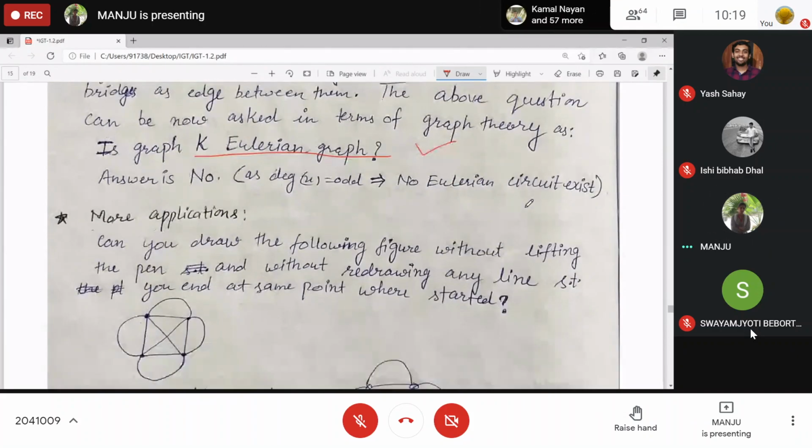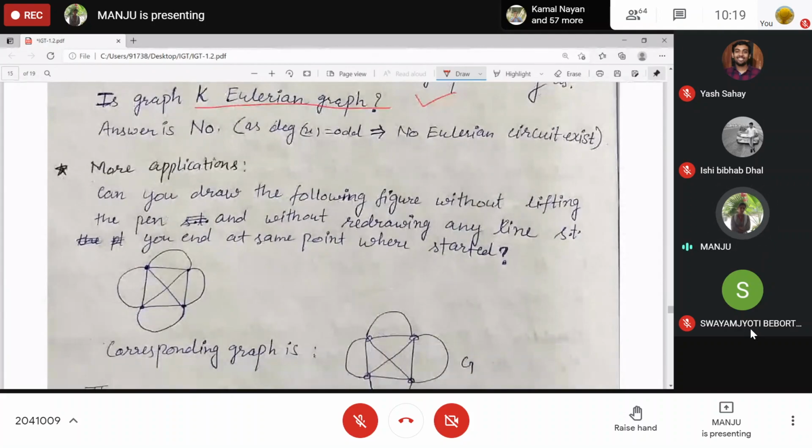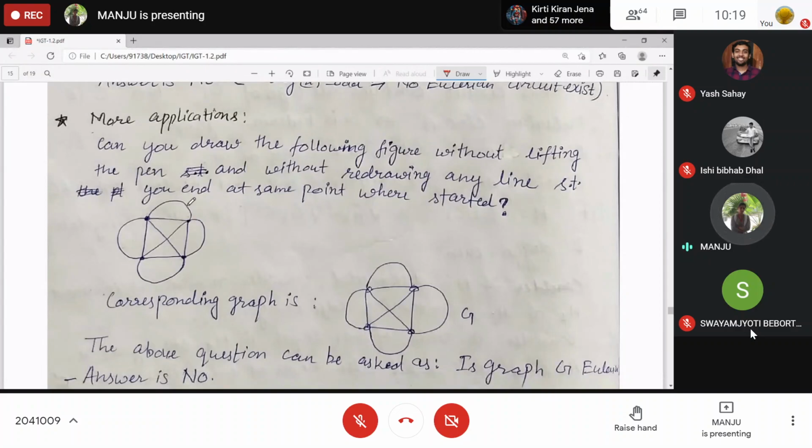Okay. Now one more interesting thing: I think you used to draw this without lifting your pen, in your childhood. Ma'am, can you draw the following figure without lifting your pen and without redrawing the same line again? No, ma'am, it is not possible. Why is it not possible?